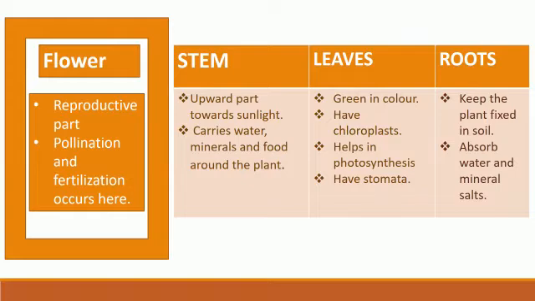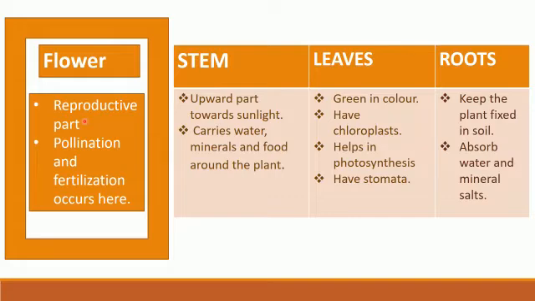Now, dear students, we will discuss each and every organ of the plant one by one. First comes the flower. Flower is the most attractive part of the plant. It is usually colorful, they are usually scented. It is the reproductive part of the plant. As I have told you that it will be converted into a fruit which will have seeds, and the seeds will grow into new plants.